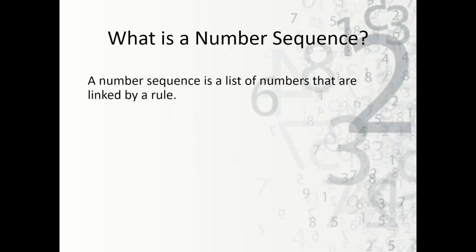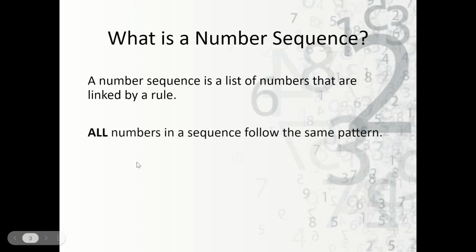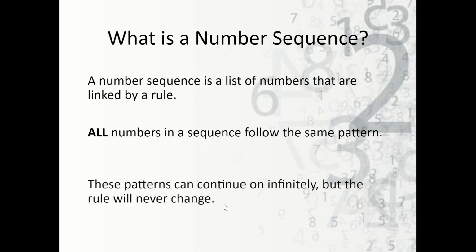First, what is a number sequence? A number sequence is a list of numbers that are linked by a rule. All numbers in the sequence must follow the same pattern. So for instance, if I said 1, 2, 3, 4, 5, you could continue that pattern without me actually giving you the next numbers. You could continue that on because there's a given sequence. So all the numbers in the sequence follow the same pattern. These patterns can continue on infinitely, but the rule will never change. So we could keep going and going, but it won't change the rule.